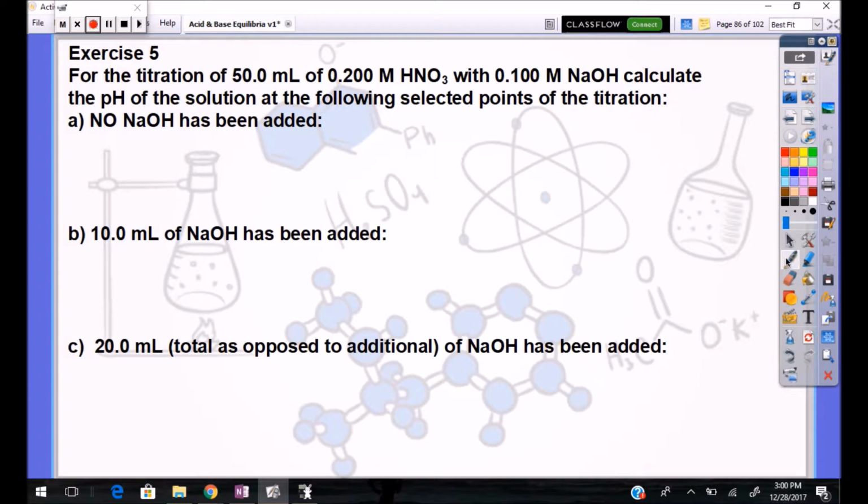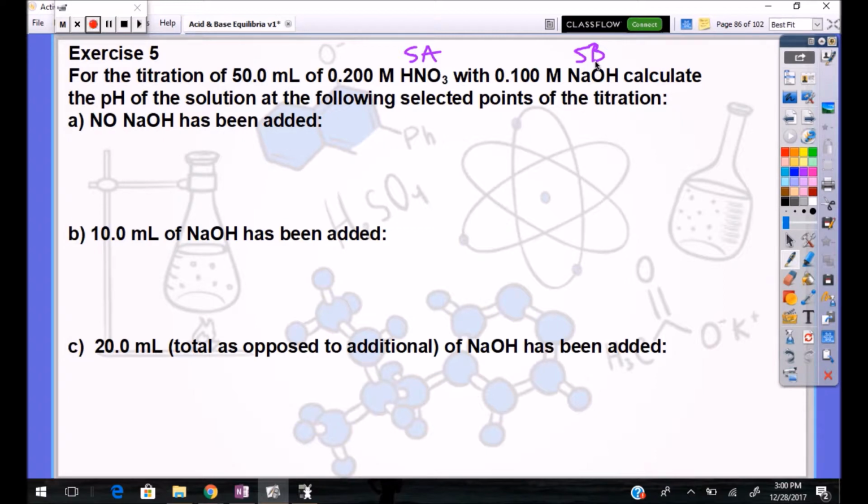All right, time to do an example problem. This is from exercise 5 in your packet. First thing off the bat I see before I even read this is I'm dealing with strong acid, strong base, meaning everything completely dissociates. So this is really nice to you. It says for the titration of 50 milliliters of 0.2 molar nitric acid and 0.1 molar NaOH, calculate the pH of the solution at the following selected points of your titration.